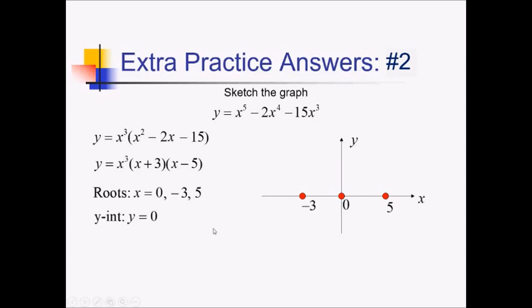All right, so now the end behavior, we look at the lead term of the standard form polynomial for that.